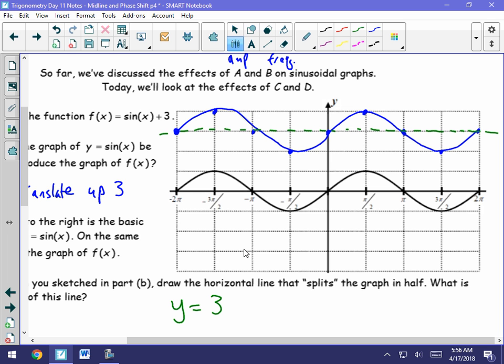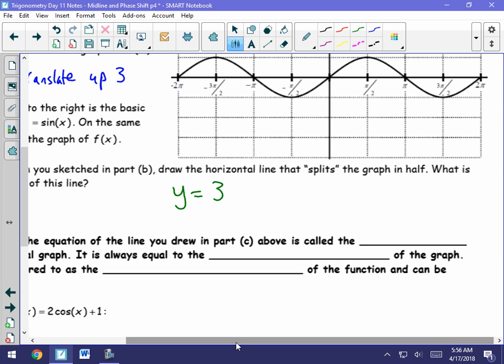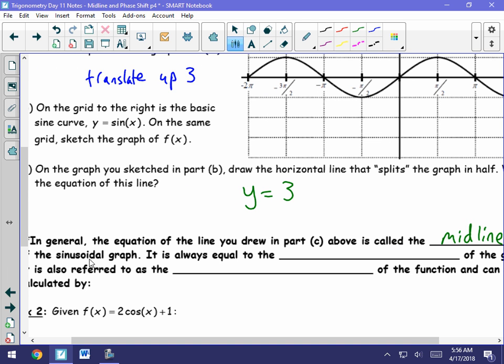Oops, and good morning. So that's not a coincidence, that got moved up 3. That line that we drew there, that's the midline, and some people also call it the wrap line, because the graph wraps around it, but I tend to call it the midline. So it's the midline of the sinusoidal graph. We'll start seeing this word sinusoidal to describe sine curves and cosine curves. So it's always equal to the vertical translation of the graph.